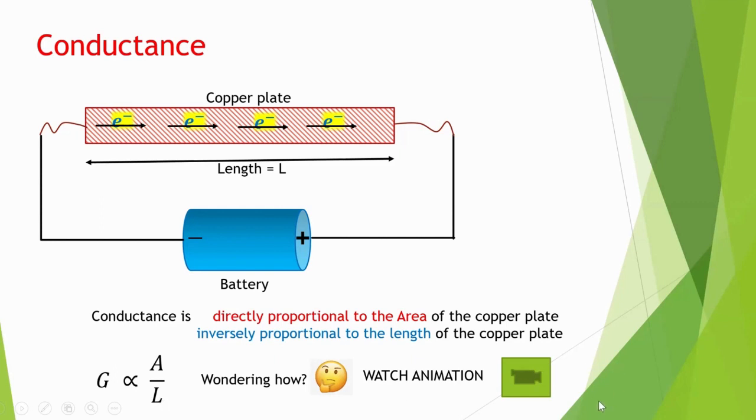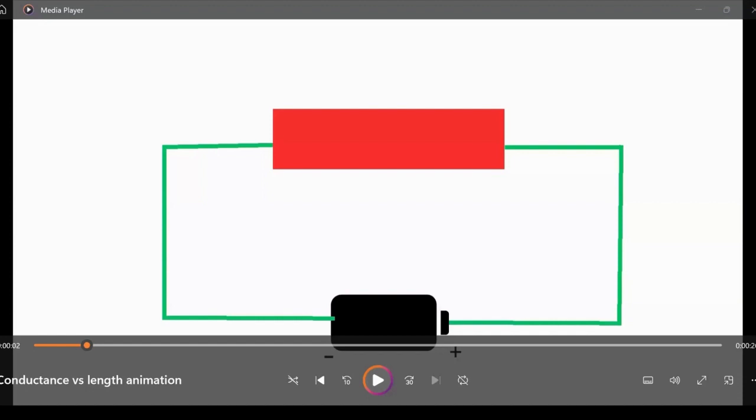To get more clarity on this concept, I have prepared an animation for you. Now, let us look at the animation. Now you see that we have connected a copper plate to a battery. The negative terminal is here to the left and the positive terminal is here in the right side. After connecting the battery, electrons will flow through the copper plate from the negative terminal to the positive terminal. You can see that electrons are flowing from negative to the positive side because copper is a conductor.